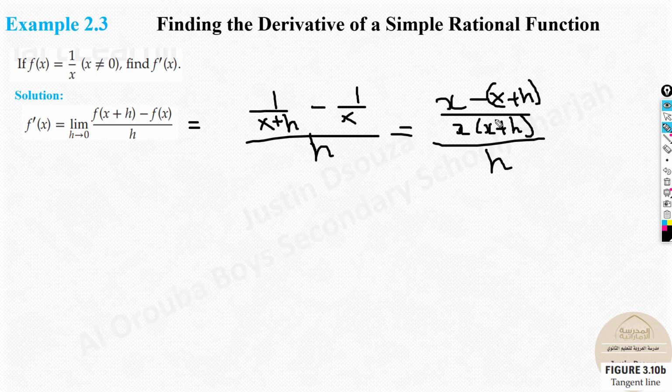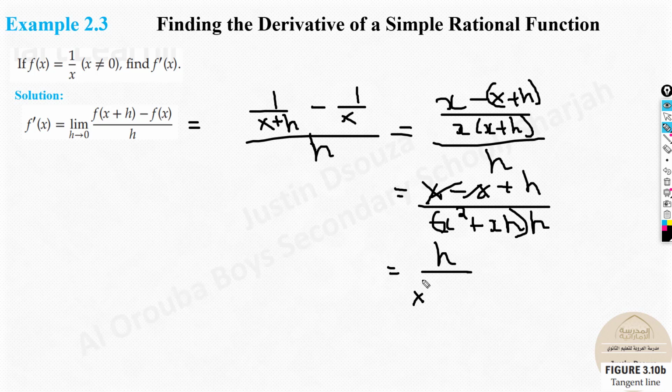This is just algebraic simplification. Over here you will get x minus (x plus h) divided by x squared plus xh, divided by h. Now I can take this up, isn't it? This is the entire denominator, so we can bring this h up. So this and this cancel. We are remaining with h divided by x squared plus xh, and h is there, so this cancels off. What are you remaining with? 1 by x squared plus xh.